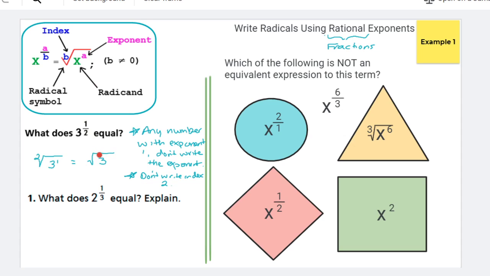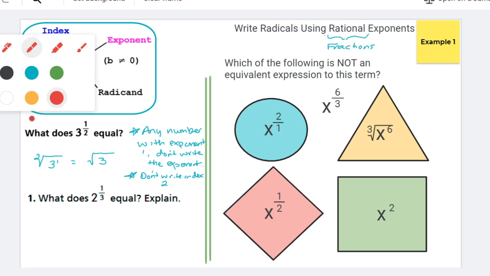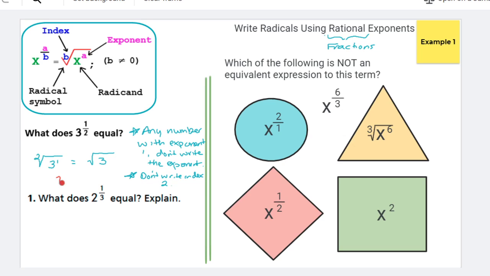Now what's interesting about this is the way that we describe it. When we talk about the square root of 3, what we're saying is that there's some number raised to the second power that equals 3. We aren't quite sure what it is, but that's essentially what the square root of 3 means.